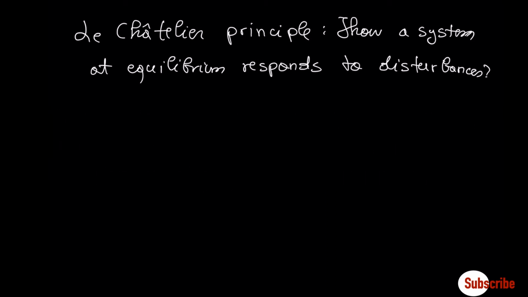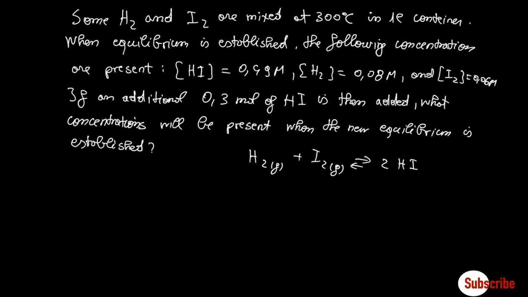We can disturb a system in a chemical equilibrium in several different ways, including change in the concentration of the reactants or products, change in the volume or pressure, and change in the temperature. We are going to see all these cases through examples, but in this video we are going to focus only on the change in the concentration. This example deals with change in the concentration.